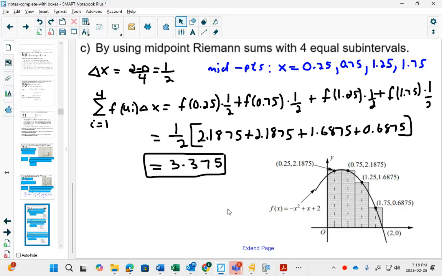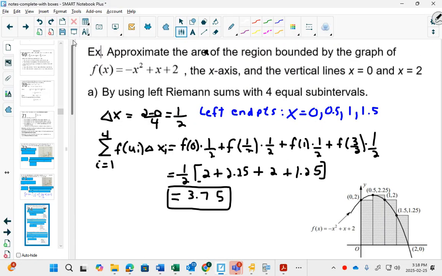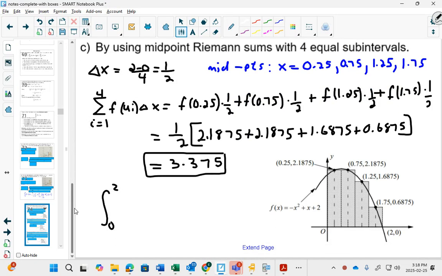Are we curious what the actual answer is? So we're going from 0 to 2. What was our function? Oh man, I have to scroll, sorry, quickly scroll to the top. Negative x squared plus x plus 2.